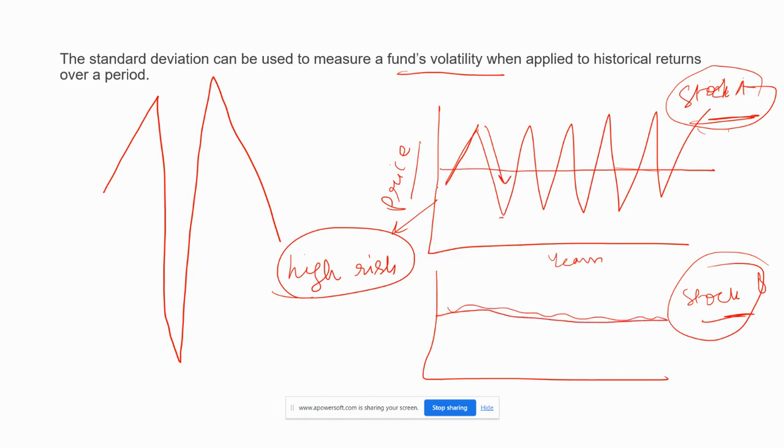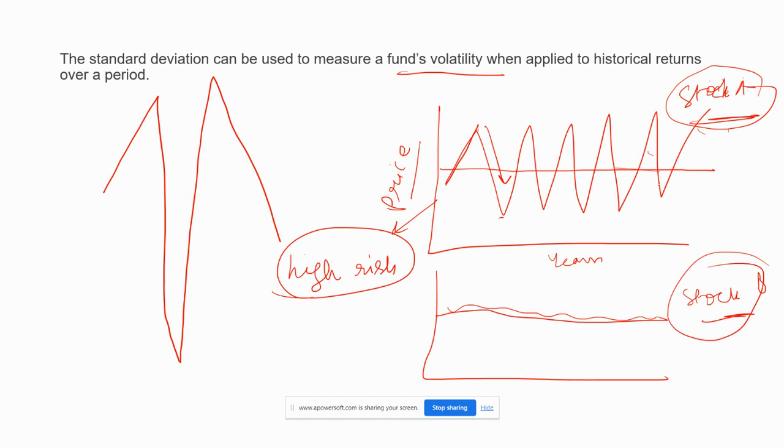So you can see that the average of both these stocks is the same, but the volatility, the standard deviation, which is how much it is deviating from the average, is more for stock A than stock B. So stock A is more volatile than stock B. Now, this also means that stock A carries a higher risk.